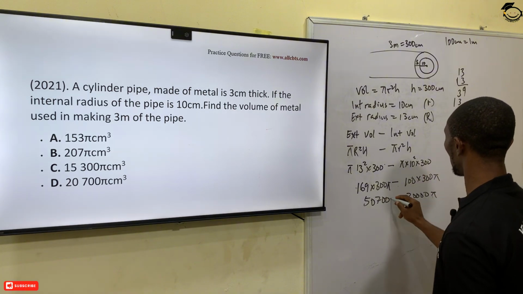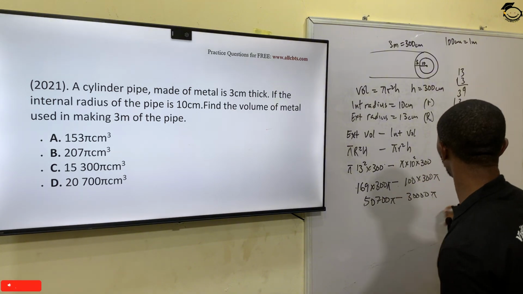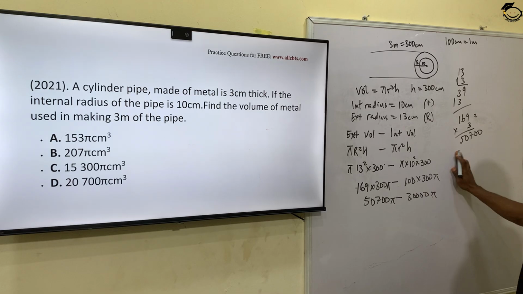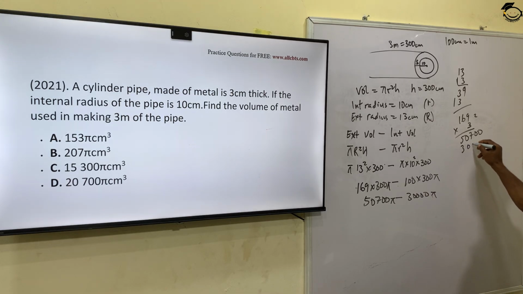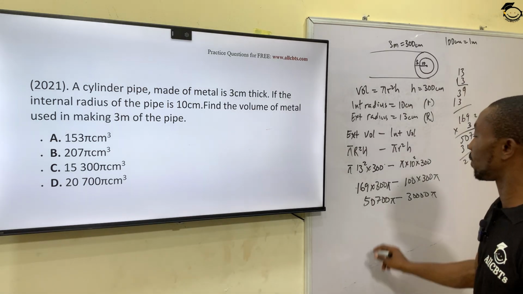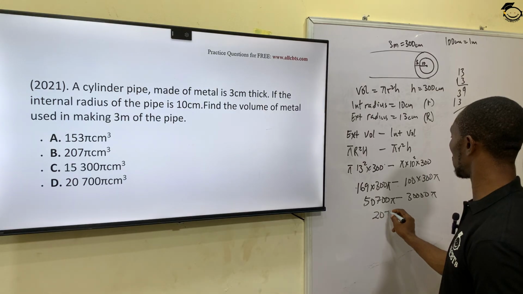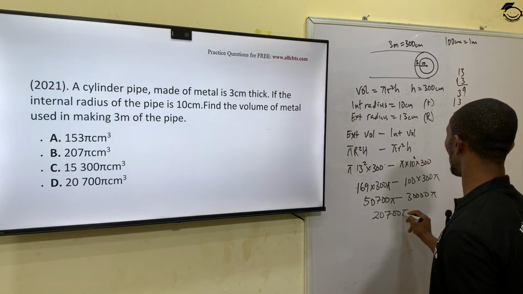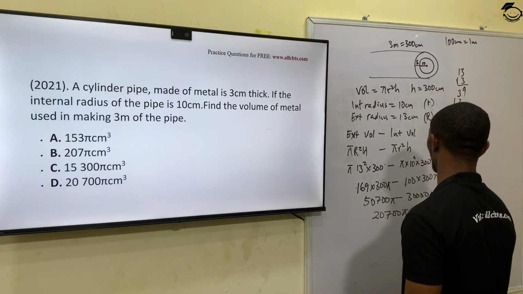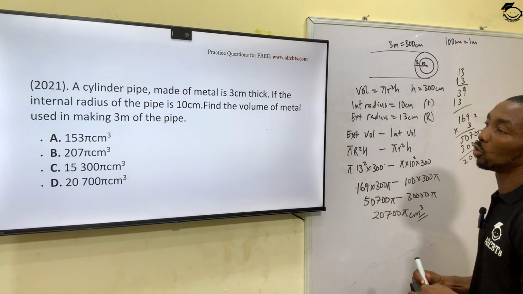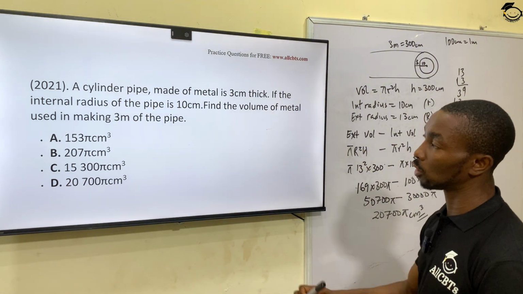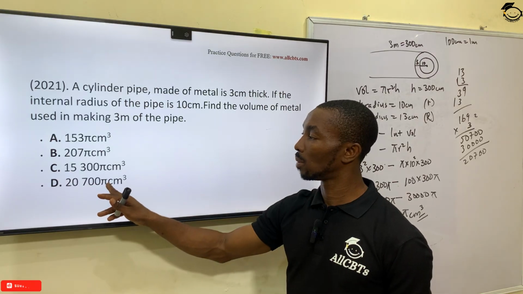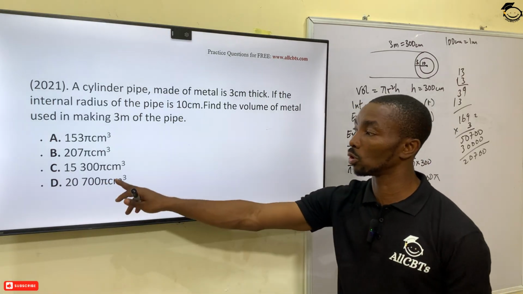3000 pi. So this would be 507 minus 30,000, which gives us 20,700 pi. So we're having it as our answer as 20,700 pi centimeter cube, which is option D.